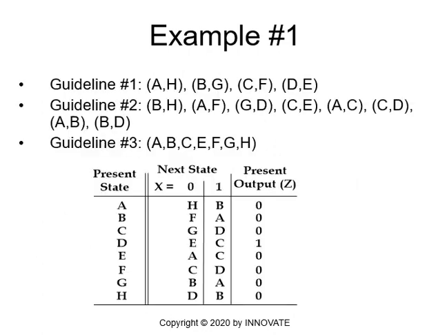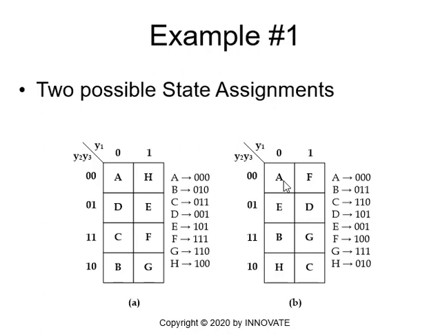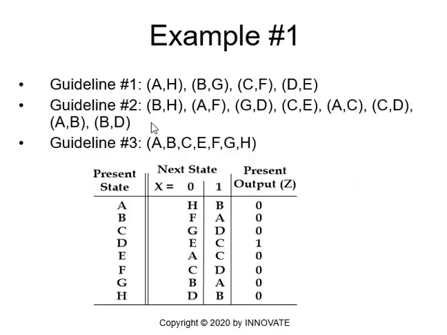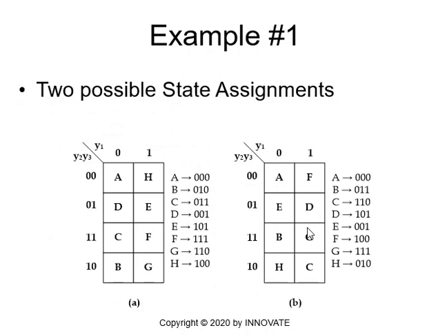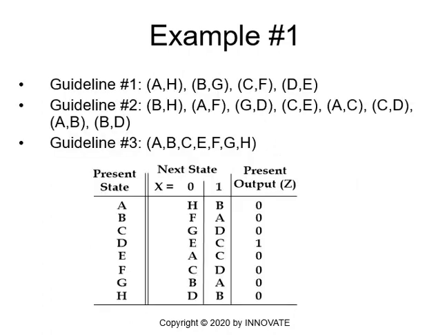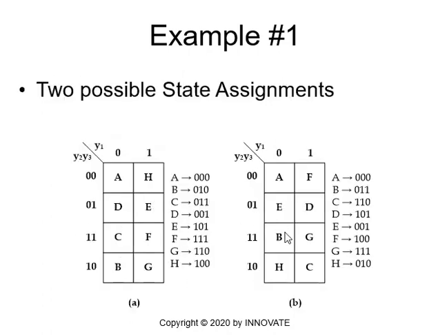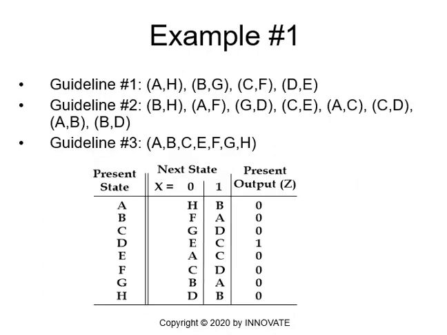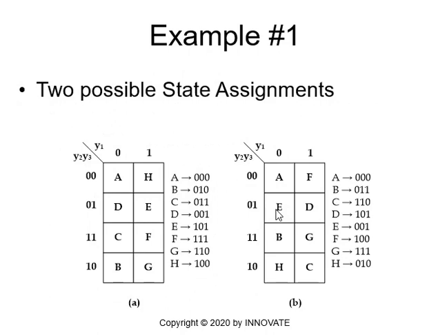So to meet A and H, I put A here, which is the reset state, and H here. Still we have adjacency. And can I meet B and G? I put B and G here. And I put C and F here, and they are adjacent. And D and E, also adjacent. So we get this after much trial and error.